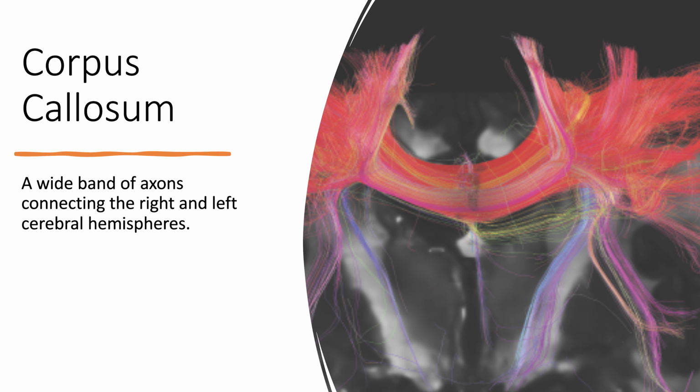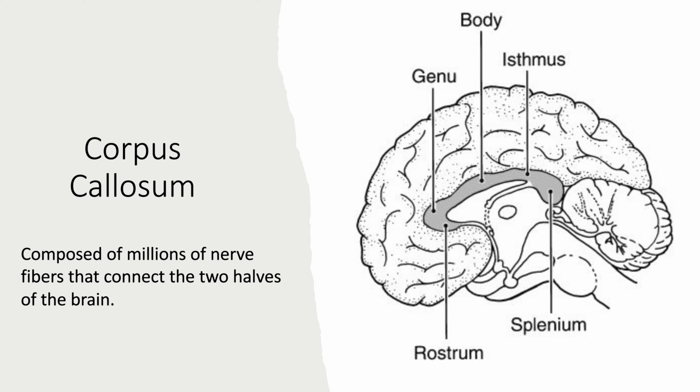The corpus callosum is a wide band of axons connecting the right and left cerebral hemispheres. It is composed of millions of nerve fibers that connect the two halves of the brain. These fibers traveling together from one cerebral hemisphere to the other form a brain structure.